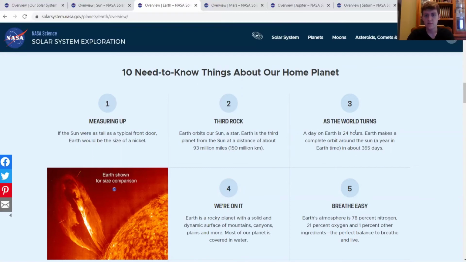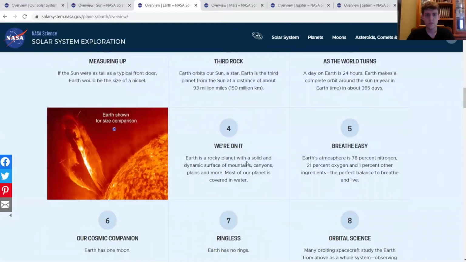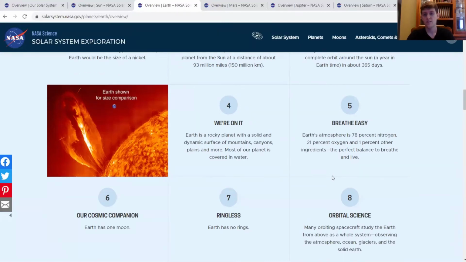A day on Earth is about 24 hours. Earth makes a complete orbit around the sun in a year, which is about 365 days. Earth is a rocky planet with a solid and dynamic surface of mountains, canyons, plains, and more. Most of our planet is covered in water. So on Earth, we can breathe easy.